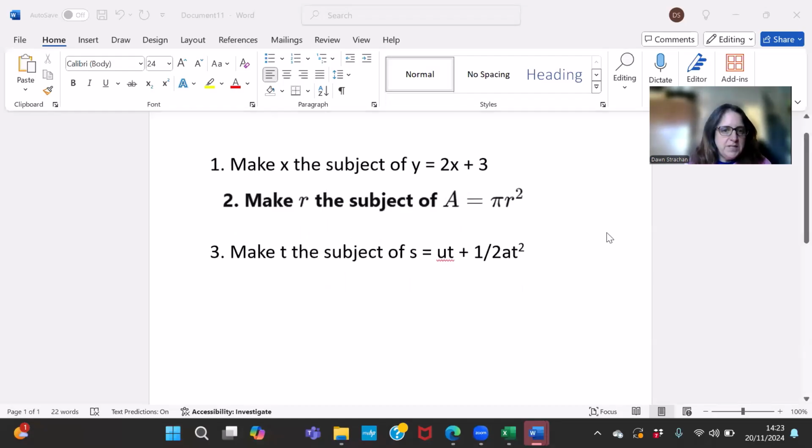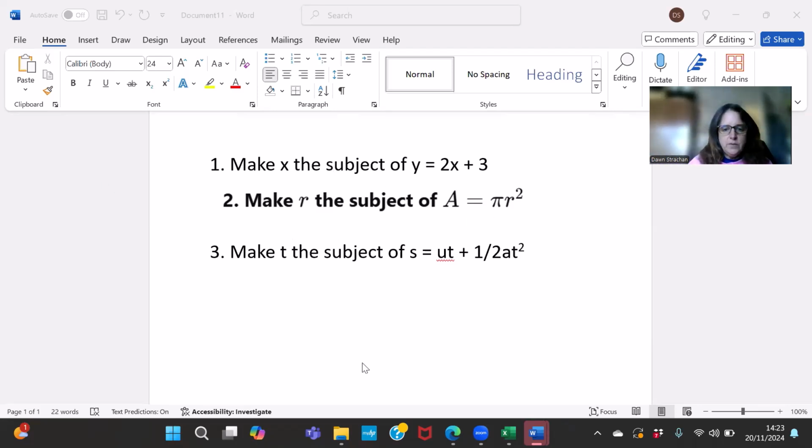Hello, I wanted to put together this very short video to try and help explain how you change the subject of something or rearrange an equation. I've just got three examples that we'll work through, and they get slightly harder with each one.